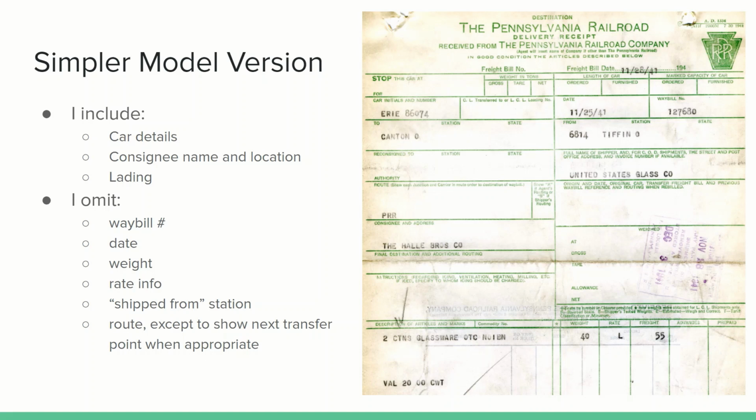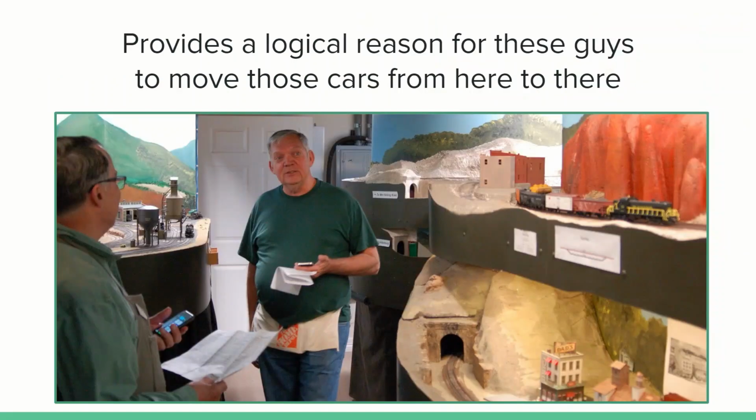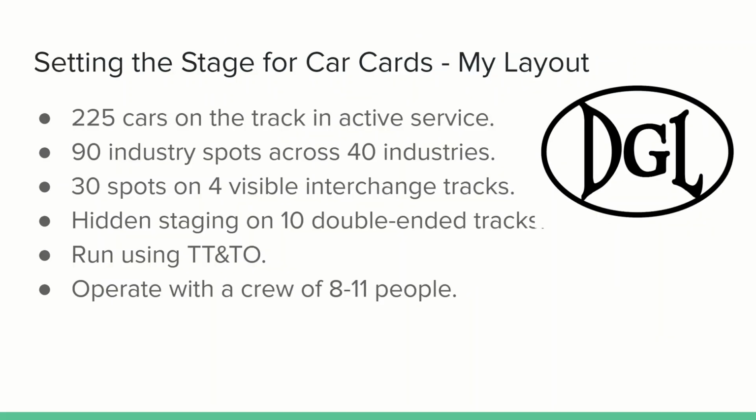I do generally eliminate most of the routing information related to this, except where we need to show an intermediate transfer point. That's either on the visible layout as an interchange track or somewhere in your staging area. Essentially, what we're really trying to do here is provide a logical reason for your operators on your layout to move your railroad cars from here to there, from one place to another, rather than just sort of randomly moving cars hither and thither.